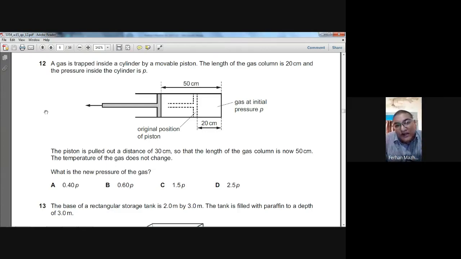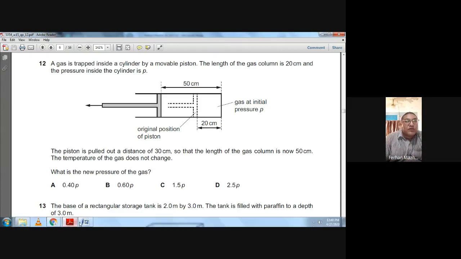Remember, he's talking about the pressure of a gas, and he said that the temperature is kept constant. If the temperature is kept constant, then we can apply the formula P1V1 equals P2V2. The volume of the gas can be found by the product of the cross-sectional area and the length of the gas column. Volume equals cross-sectional area multiplied by length of the gas column. Let me show you my working.